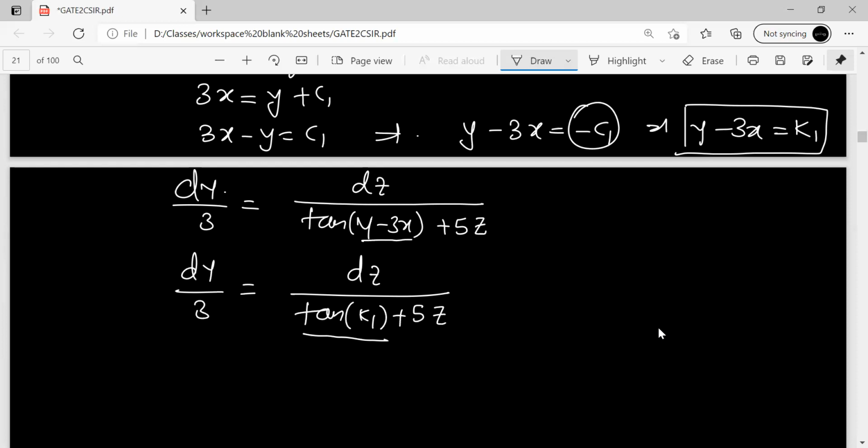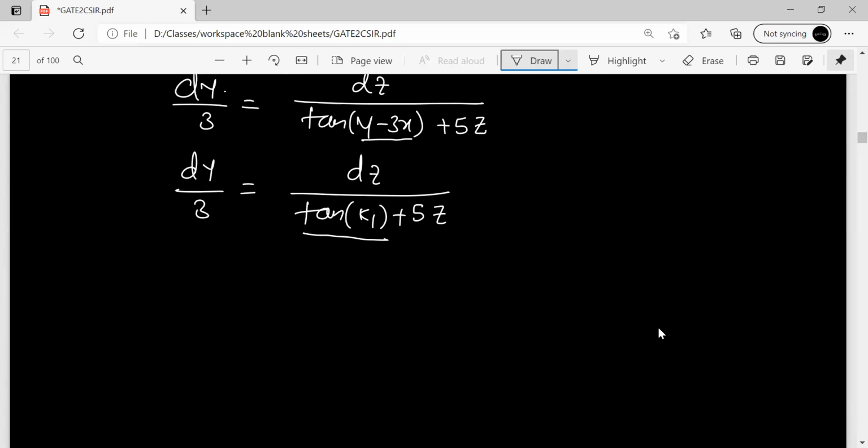In case you're not getting how to solve this one, y minus 3x, you should revisit the first problem and see you have there 3x minus y. So you can simply multiply by a minus and then change it as per your convenience. I'm just multiplying by a minus sign to make it convenient to write this as a constant, because I need it as a function of z only. So now you can consider 1 upon 5z plus c.